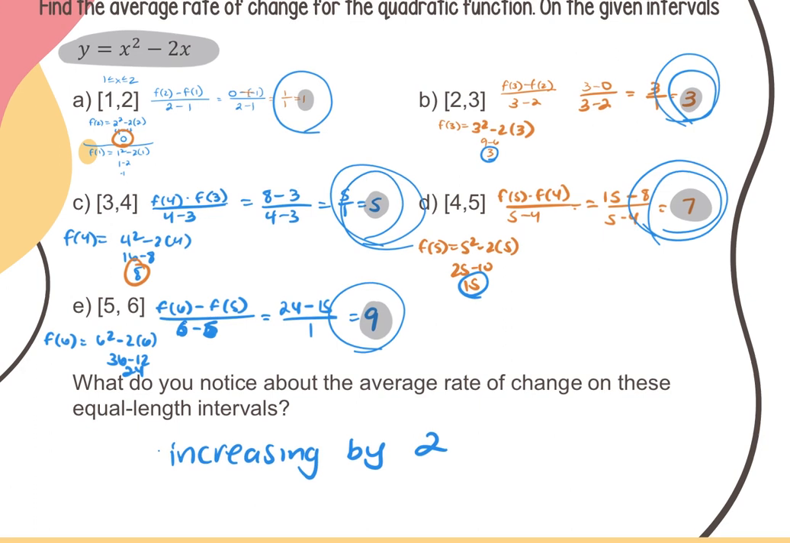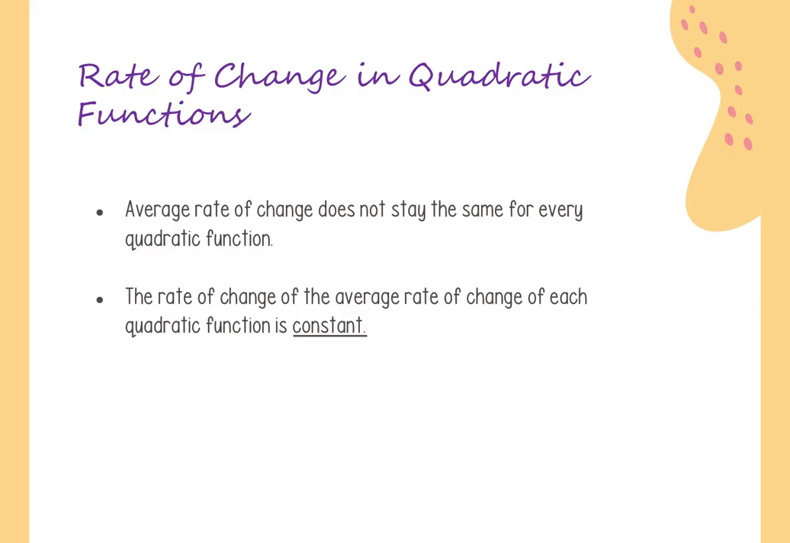Is there always going to be a pattern? Yep. It might be increasing, it might be decreasing, but it should be by a constant rate, which is what this says. The rate of change in quadratic functions, the actual rate of change does not stay the same like it did for linear, but the rate of change of the average rates of change is constant. Just wait till we do rates of change of the rates of change of the average rates of change, because it's coming.